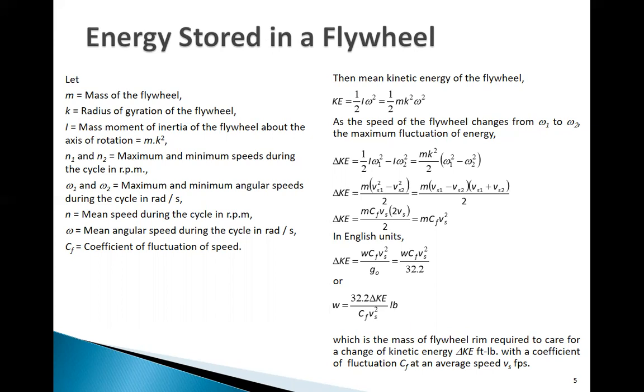C sub f is the coefficient of fluctuation of speed. Now the mean kinetic energy of the flywheel is KE equal to 1 half I ω squared, or one half m v squared, or m k squared ω squared. Now as the speed of the flywheel changes from ω1 to ω2, the maximum fluctuation of energy is delta KE equal to 1 half I ω1 squared minus 1 half I ω2 squared.